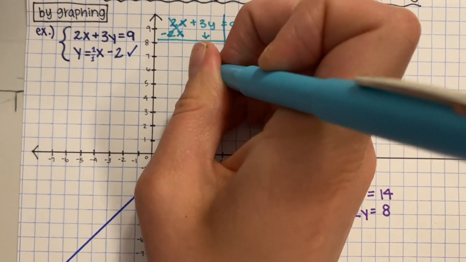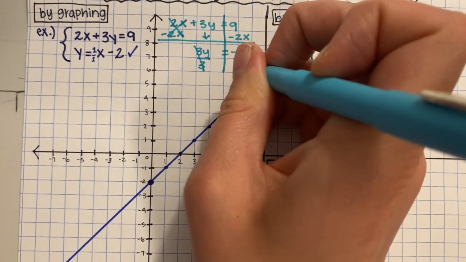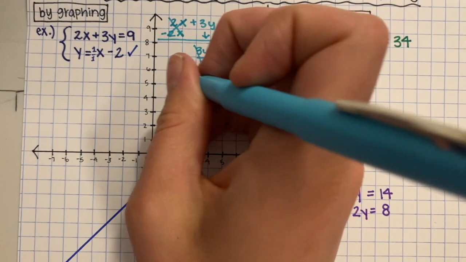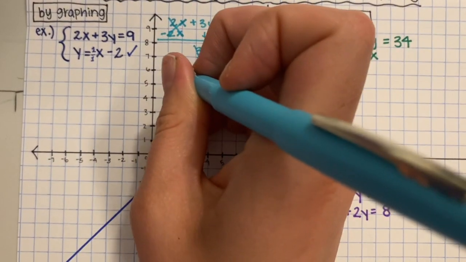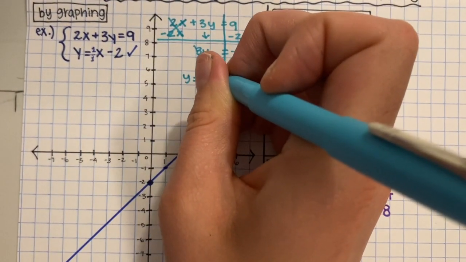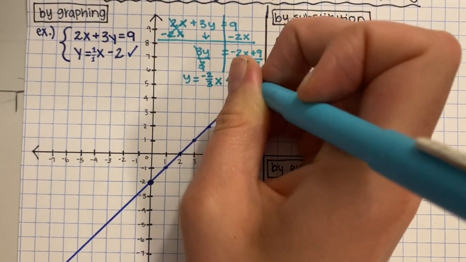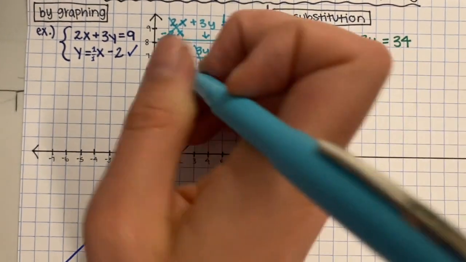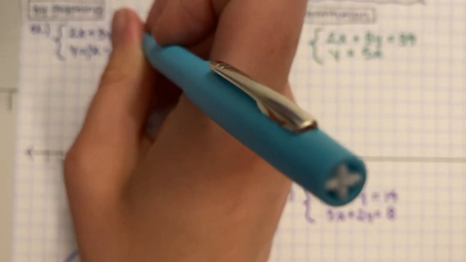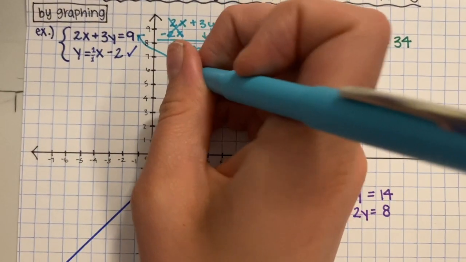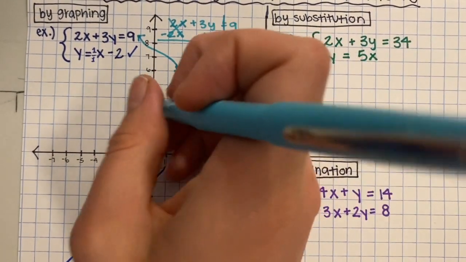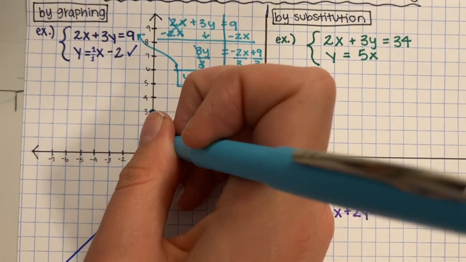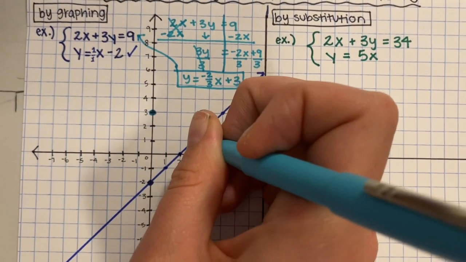Lastly, I can divide. I'm going to divide both sides by 3. Remember, each term needs to be divided by 3. And I get y equals -2/3 x plus 3. So that's my new equation that I can look at. It's really the same thing as this one up here. We just rearranged it. So my y-intercept is at 3. My slope is -2/3, so I go down 2, right 3.